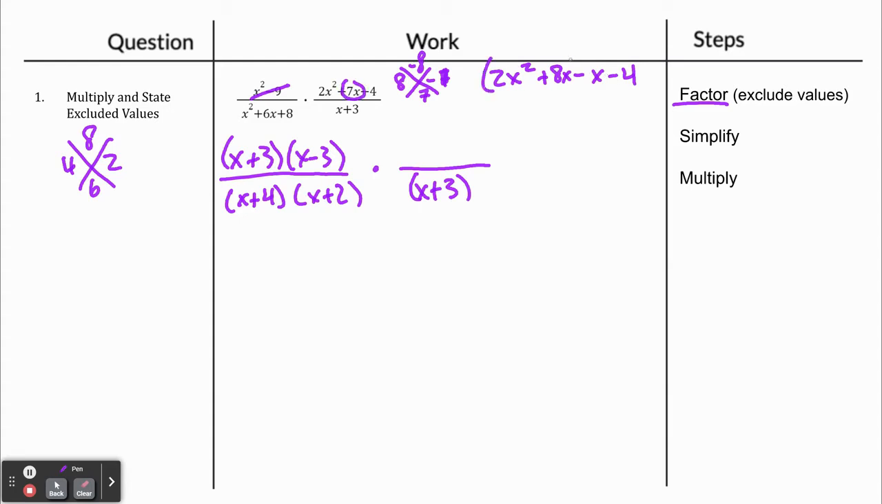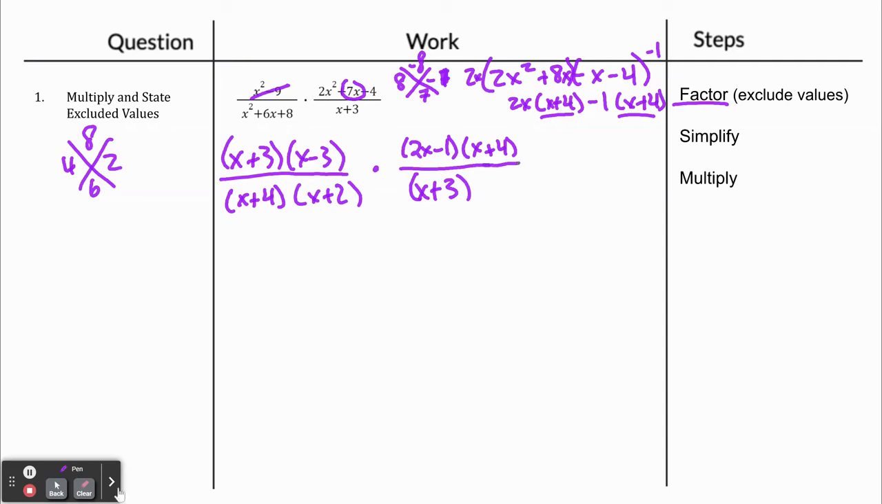Now I am going to factor by grouping. So I can pull out a common factor here of 2x, which leaves me with x plus 4. And I can take out a common factor here of negative 1, which leaves x plus 4. And because these two are the same thing, I can then factor that out to get the final factored form of this numerator as 2x minus 1 times x plus 4.